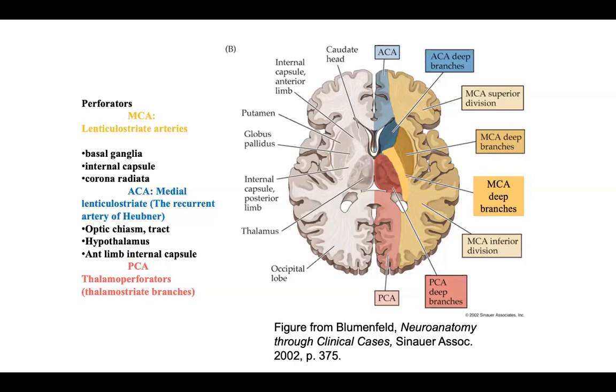The anterior cerebral artery will give you the lenticulostriate, which cover the optic chiasm, the hypothalamus, and the anterior limb of the internal capsule. The PCA gives you the thalamoperforators, which cover the thalamus in particular. Now, we have different arteries, and these arteries are connected to each other through the circle of Willis, okay?